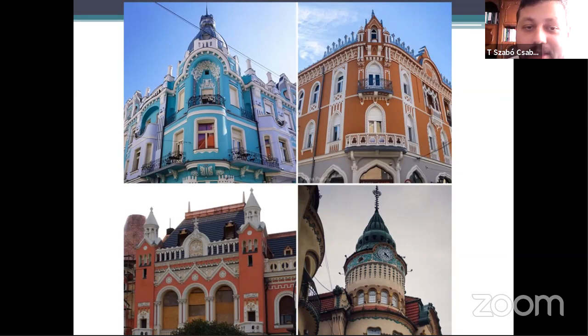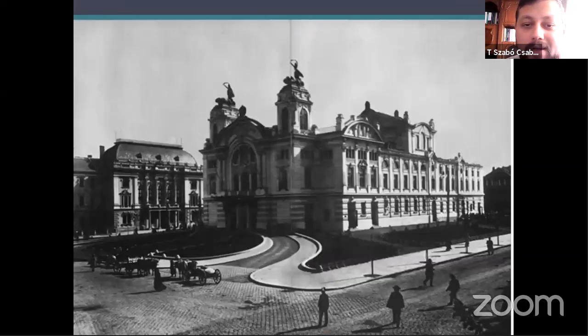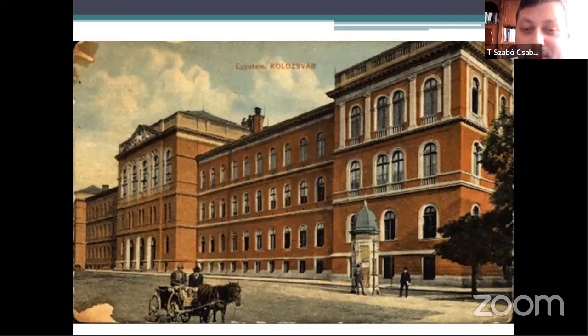Here you can see, for example, the Art Nouveau secessionist buildings of Oradea, Nagyvárad. Big theaters were built, big palaces of justice in every Transylvanian city, like in Cluj, you can see in this photo. Or the most important institution in Cluj was the foundation of the university in 1872, which represents a big step in the life of this city.